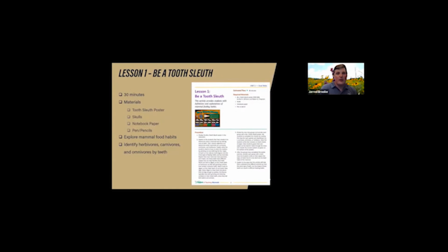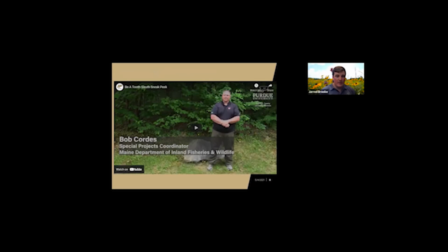That first lesson, Be a Tooth Sleuth, takes 30 minutes. The materials that are required are the Tooth Sleuth poster, skulls, notebook paper, pen, and pencils. And this lesson really helps students explore mammal food habits. So how do you identify a herbivore versus a carnivore or an omnivore by using the teeth? And so it really just focuses on exploring that poster and identifying different teeth and different tooth patterns and feeding habits. So here is a little bit of a sneak peek about that first lesson of being a tooth sleuth.